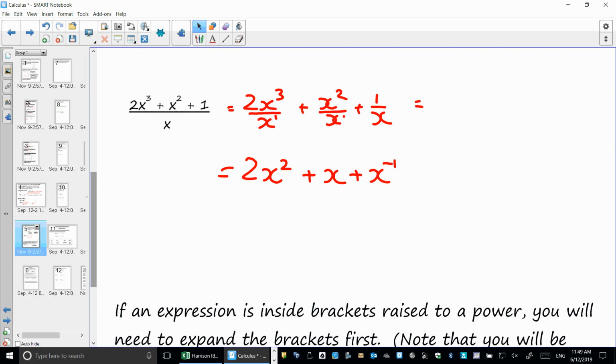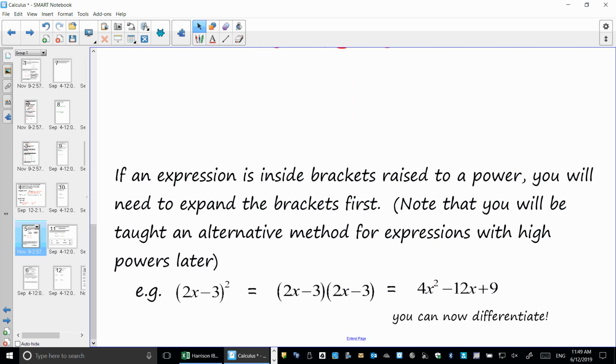If the expression is inside brackets, you need to... Well, no, that's fine. If it's just a squared sign, it's probably easier to expand it first and then differentiate. When these are higher powers, we're going to deal with those things later on.